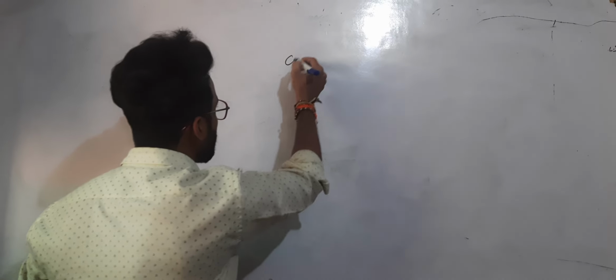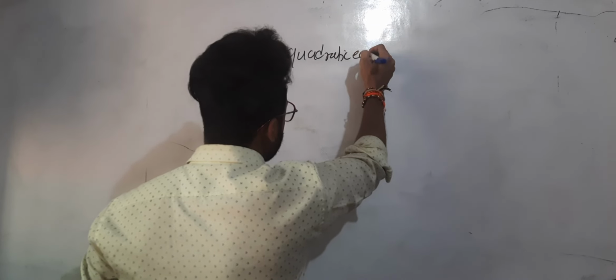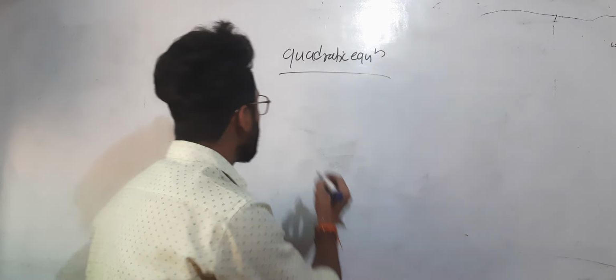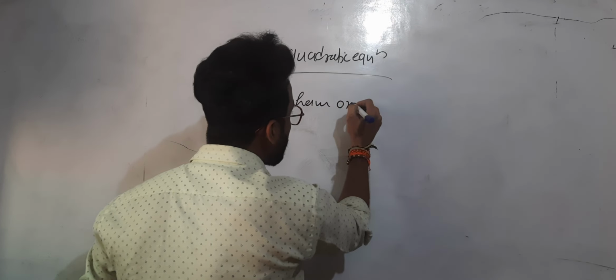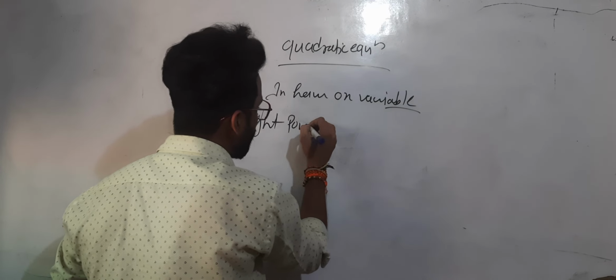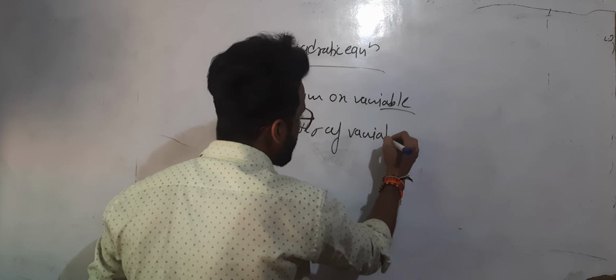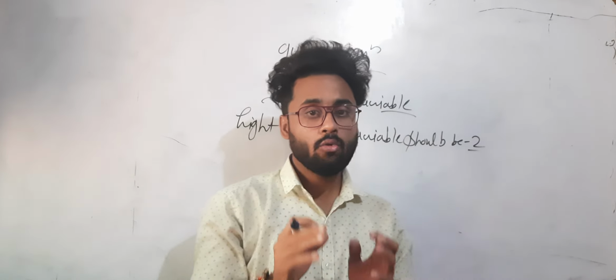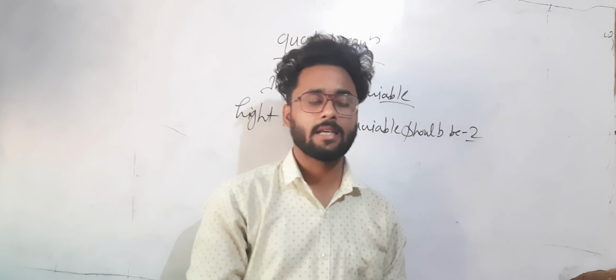First of all, we want to know what a quadratic equation is. The quadratic equation has degree 2, meaning there is only one variable, and the highest power of the variable should be 2.